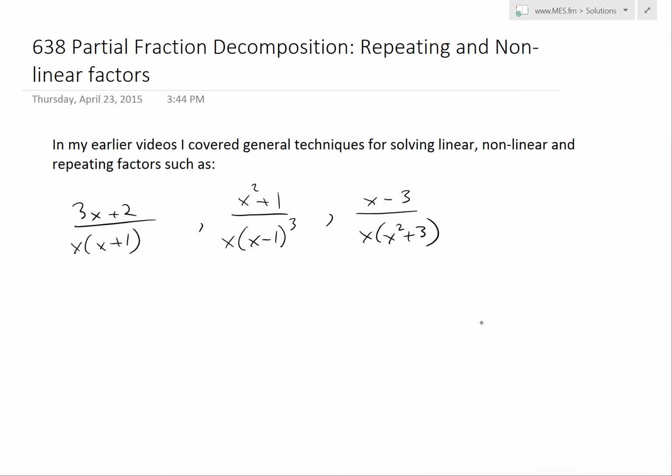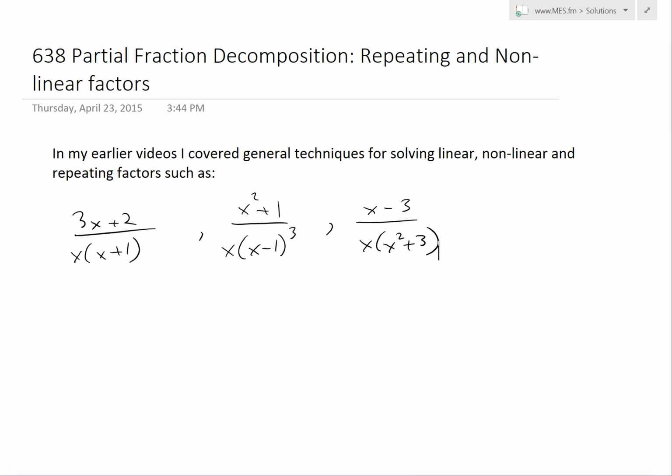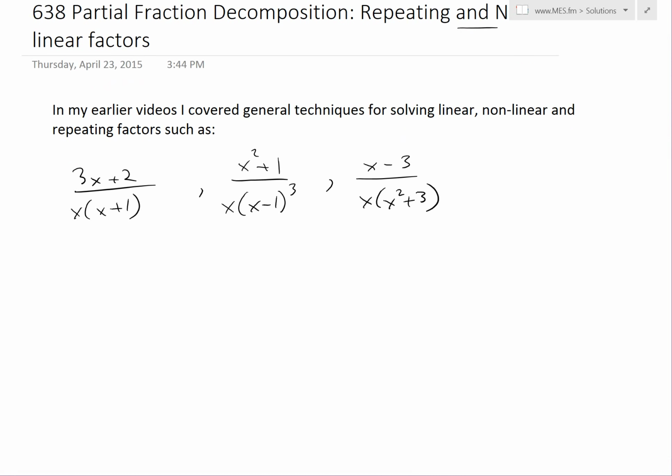Trying to discuss further into partial fraction decomposition, and now look at the case where we have repeating and non-linear factors in the denominator of the rational function we're decomposing. Basically, in my earlier videos, I covered general techniques for solving linear, non-linear, and repeating factors in the denominators of rational functions such as these.